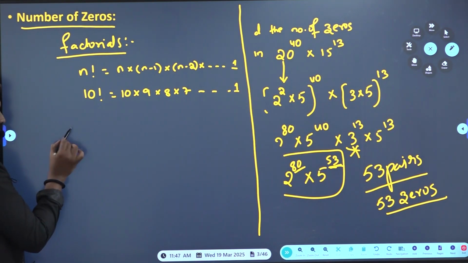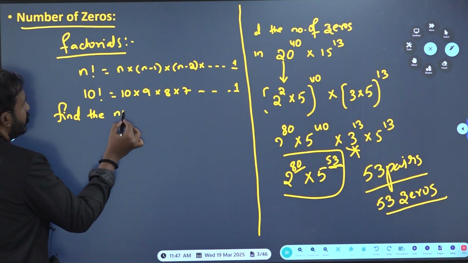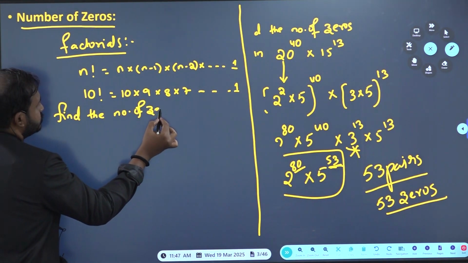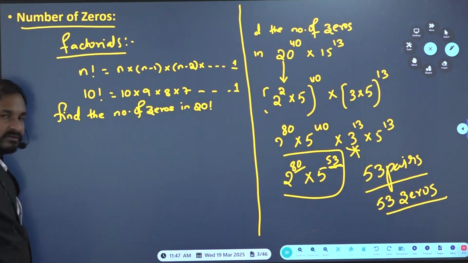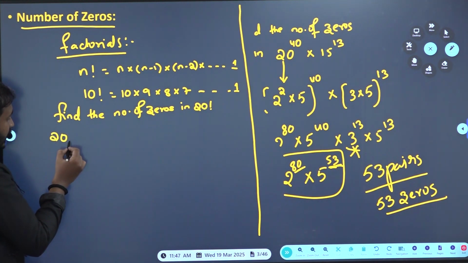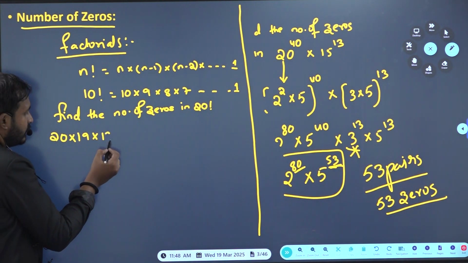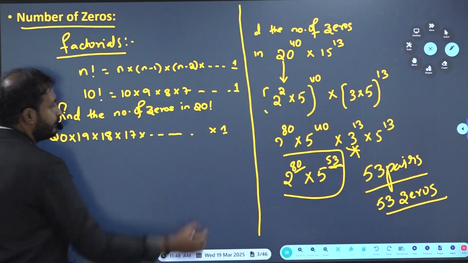Now they are asking us to find the number of zeros in 20 factorial. For example, the question is 20 factorial. Now what you need to do here? You need to multiply 20 into 19 into 18 into 17 and so on up to 1. Am I correct?